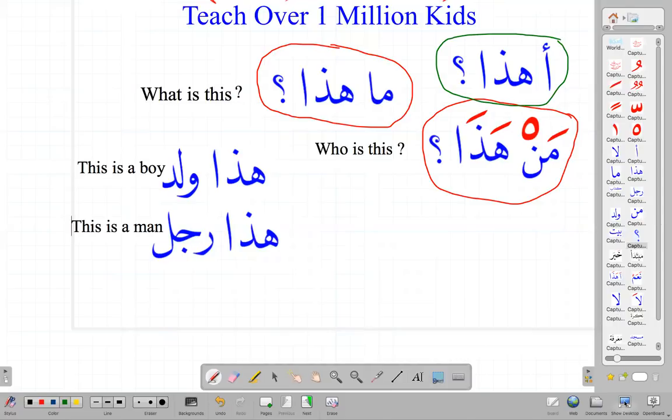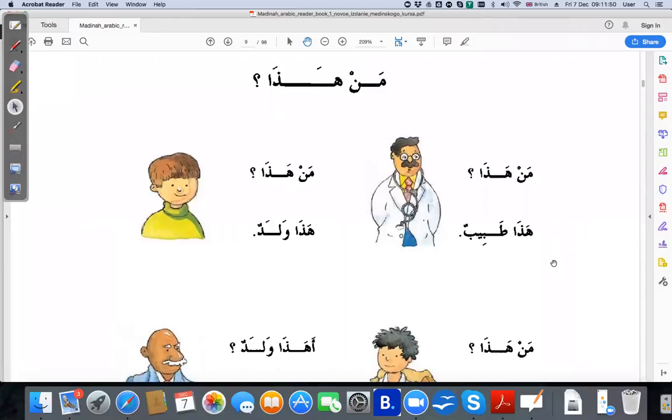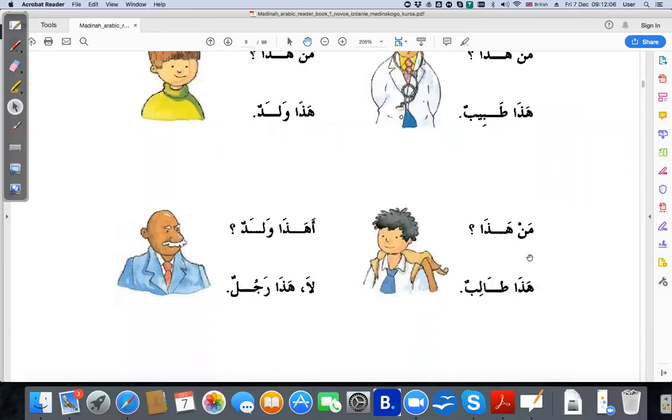Okay, let's see the examples here. من هذا, who is this? هذا طبيب, this is a doctor. من هذا, who is this? هذا ولد, this is a boy. من هذا, who is this? هذا طالب, this is a student. هذا ولد, is this a boy? هذا is used for both. هذا بيت previously, see? And now هذا ولد, human, is used for both. لا, no, هذا رجل. No, this is a man. Okay?